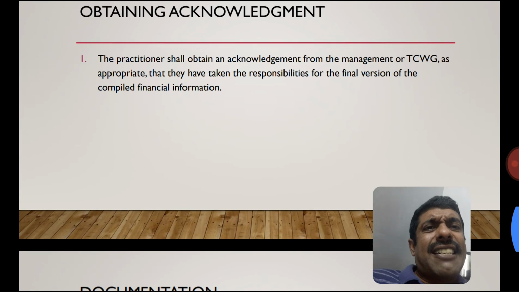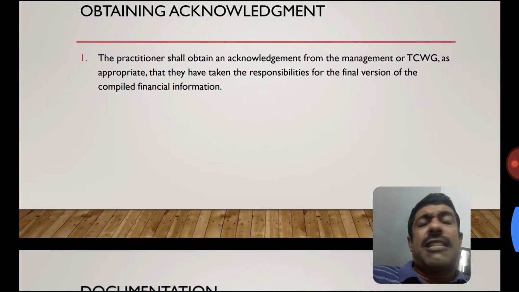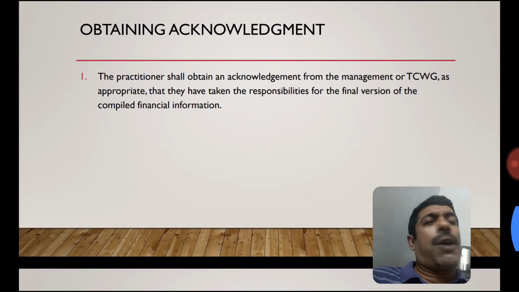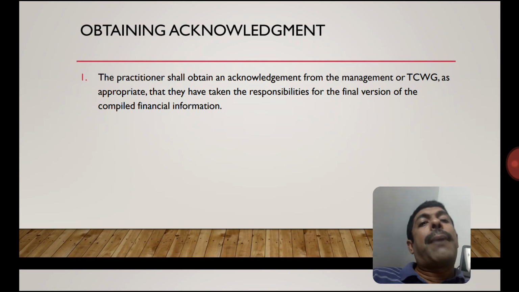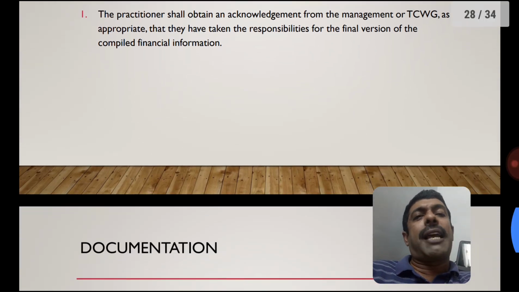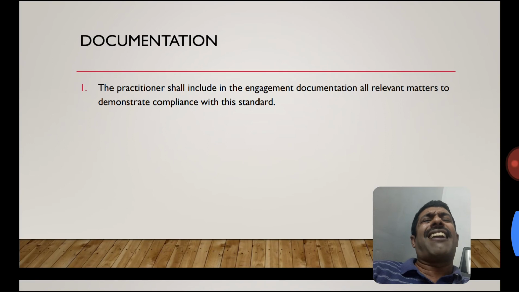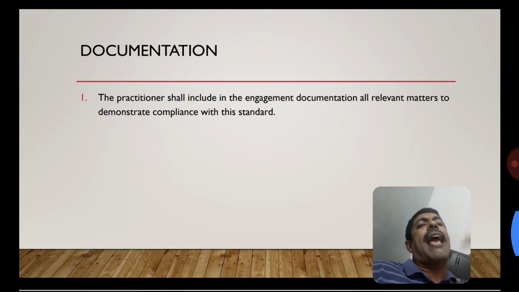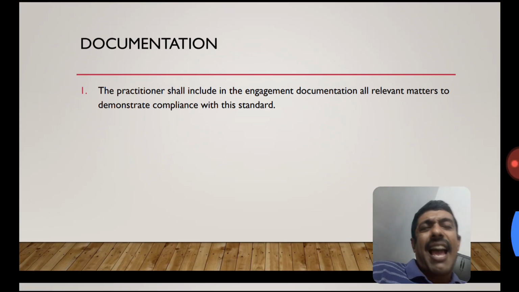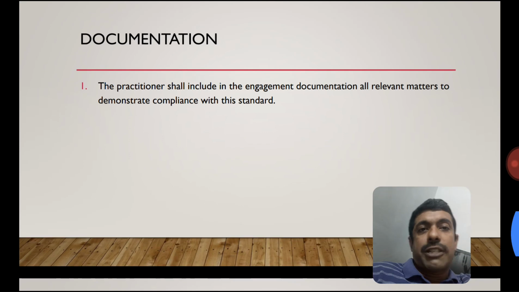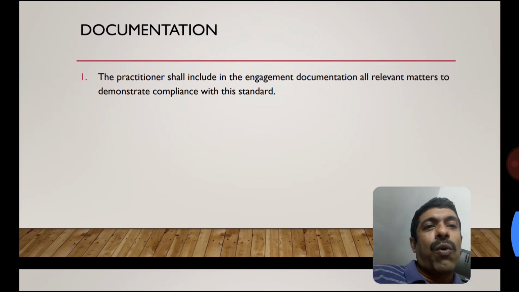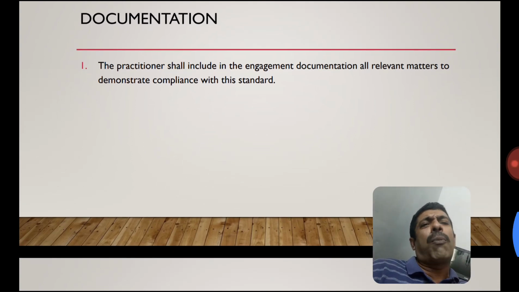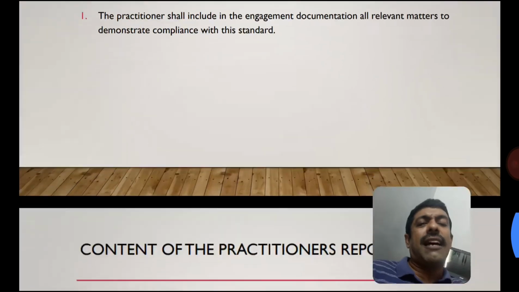The practitioner shall obtain an acknowledgement from the management or those charged with governance, as appropriate, that they have taken responsibility. Why? Because they are responsible for the preparation of financial statements in accordance with the applicable FRF, internal controls, information, other explanations. The auditor has to obtain written documentation from the management that management has fulfilled their responsibility. Documentation: the practitioner shall include in the engagement documentation the procedures performed and the evidence obtained. All of it has to be documented.